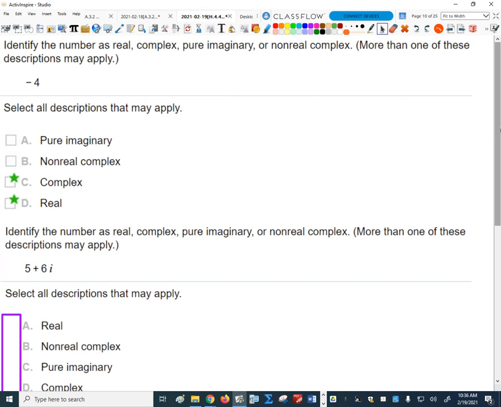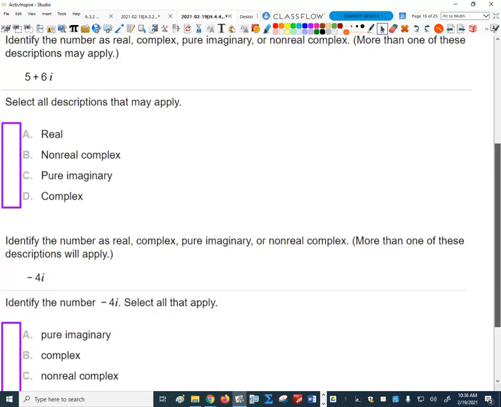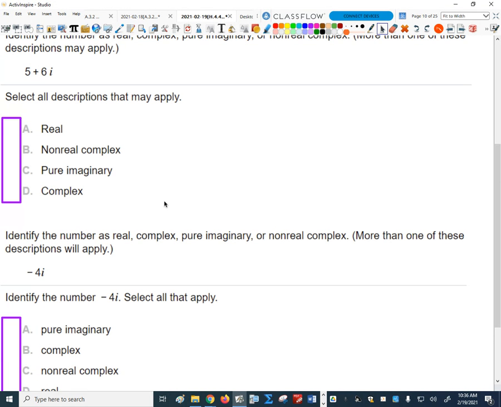Okay, good. Let's try this next one. Same issues. 5 plus 6i. Is that real? Thumbs up, thumbs down? Yeah, definitely thumbs down. It's got an i in it, right? So it's not real. Is it a non-real complex number? Yeah, it is, right? It's non-real because it has an i, and all numbers are complex.